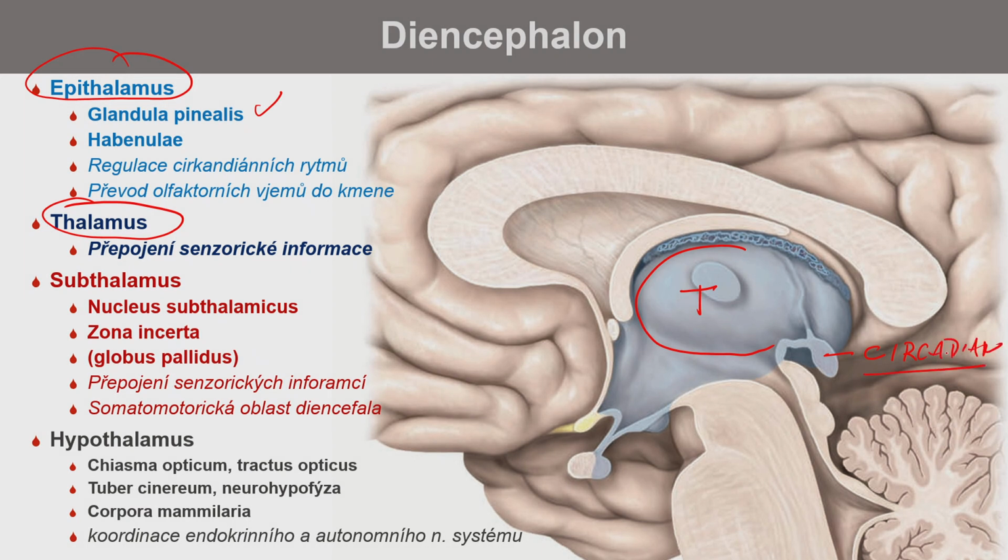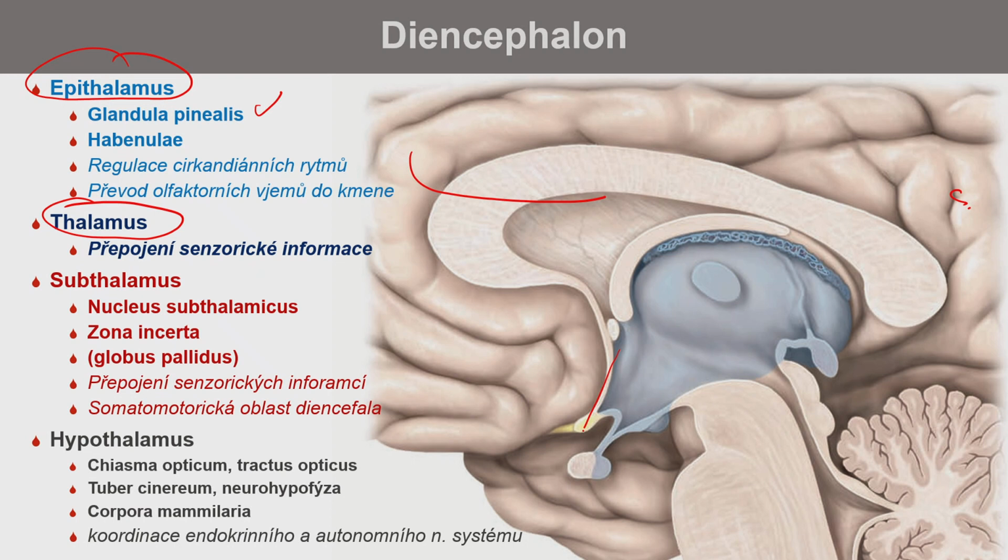What is a circadian rhythm? So rhythms through the one day, through the 24 hours, day and night typically. And here are habenula, and habenulas, they transmit olfactory sensations from the brain to the brain stem. So this is epithalamus.